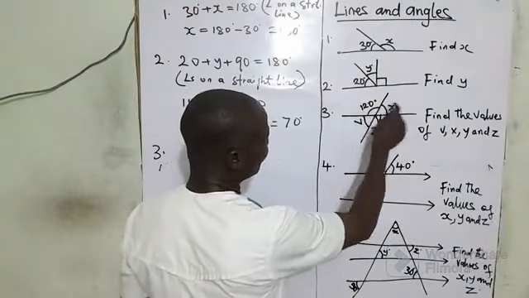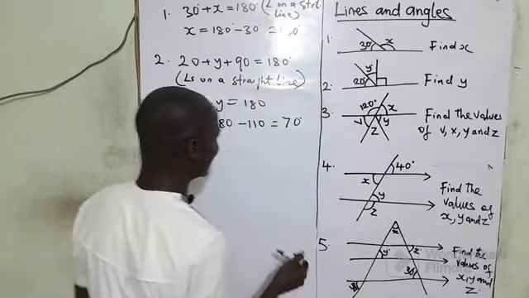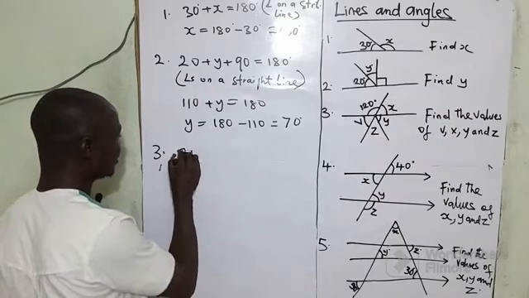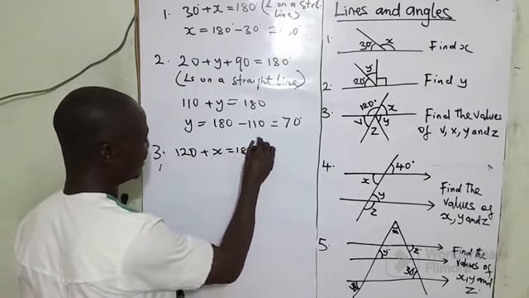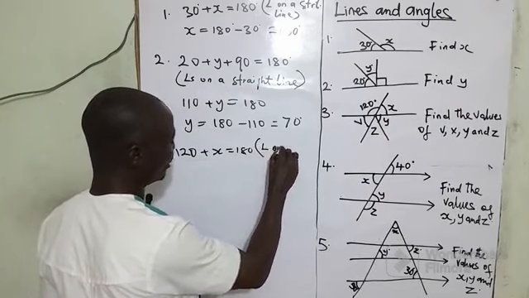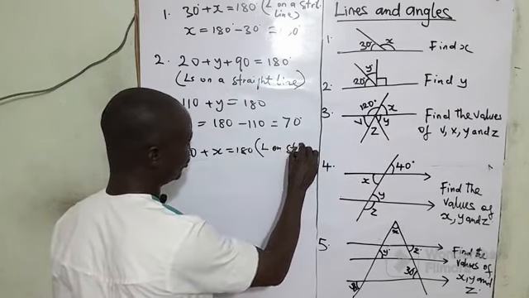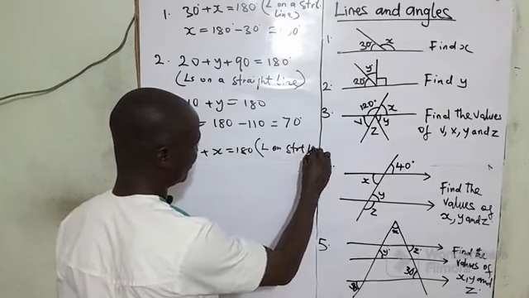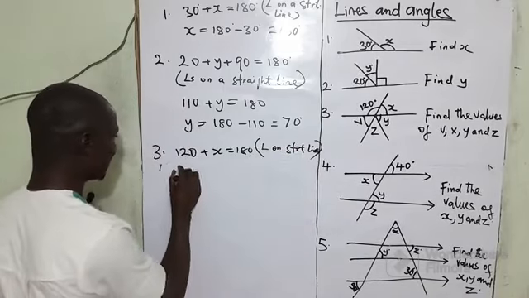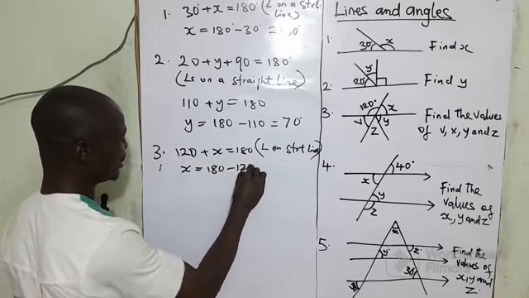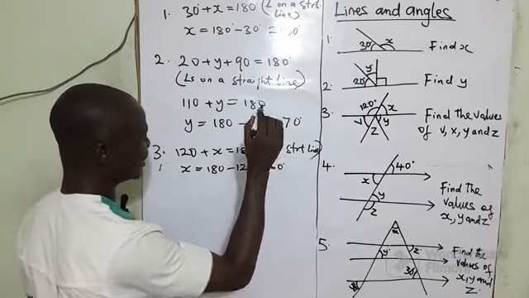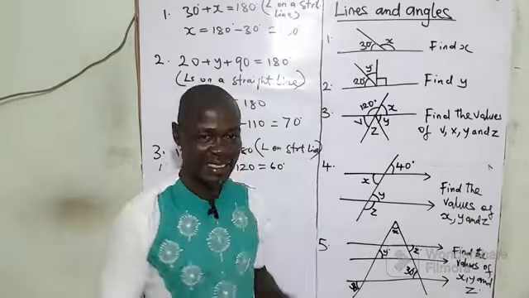Starting from here, let us solve the angle on a straight line. We'll start with 120 plus x is equal to 180 degrees. Remember, it is angle on a straight line. That means that x is equal to 180 minus 120. And that gives us what? 60 degrees. So we now have x as 60 degrees.